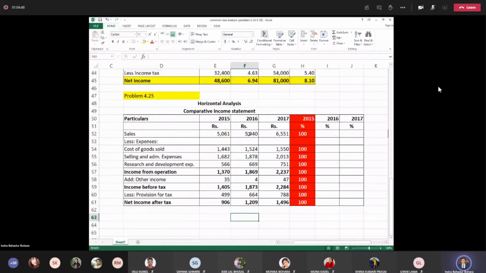Yes, sir. You calculate the percentage of 2016 comparing with 2015. So all the components of 2015 are assumed as 100. So 5061 sales is assumed as 100. So what is the percentage of sales of 2016 on 2015?